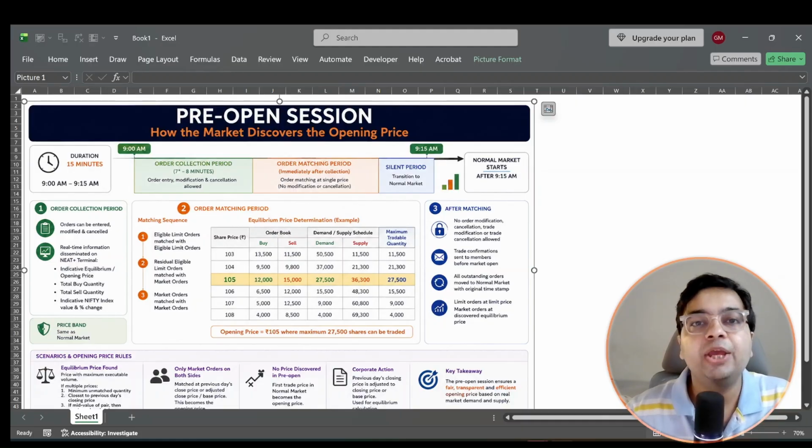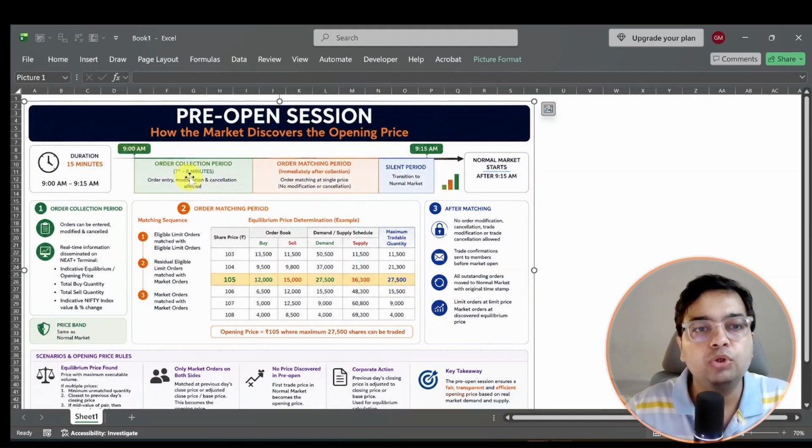Now, how does this pre-open session work? Let's look at the mechanism. First of all, the first 7 to 8 minutes follow the order collection period, where orders can be entered, modified and cancelled. A trader or market participant, using their broker, who could be any member of NSE or BSE, can enter their trade position with a limit order.